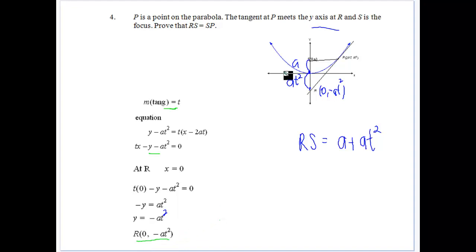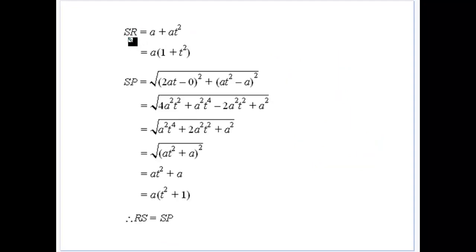So we know that the focus S is at (0, a), so the distance RS would be a plus at squared, because it's at squared distance from the vertex to R, and then from the vertex to the focus is a, so we just add the two, and we get that value. Then to find SP, well, we know that's the square root of (2at minus 0) squared plus (at squared minus a) squared. So we've used the focus and the point P.